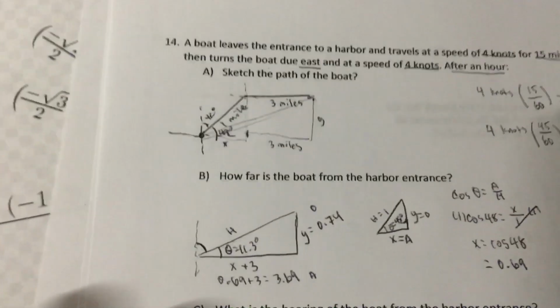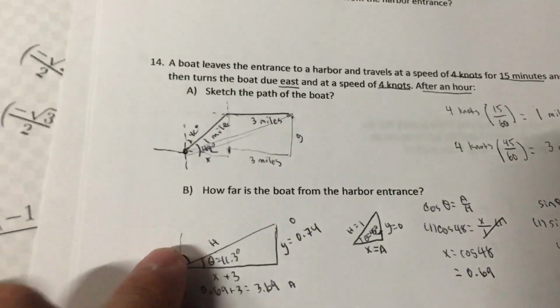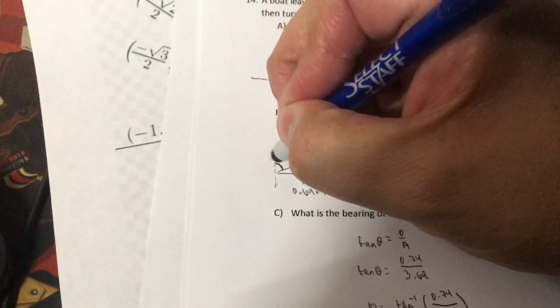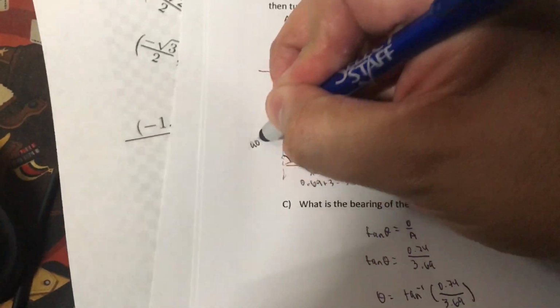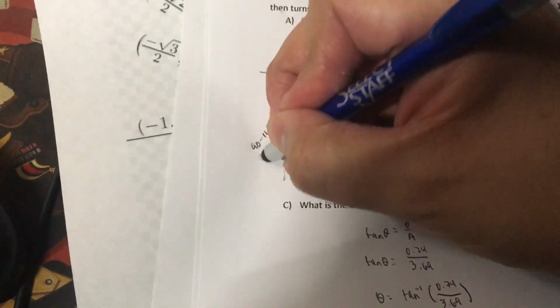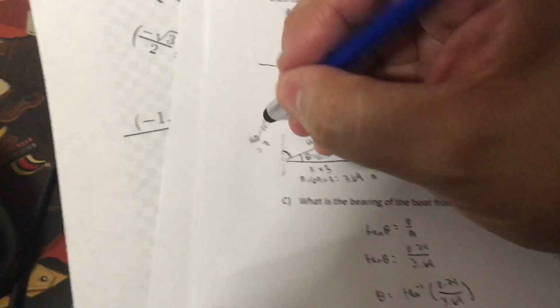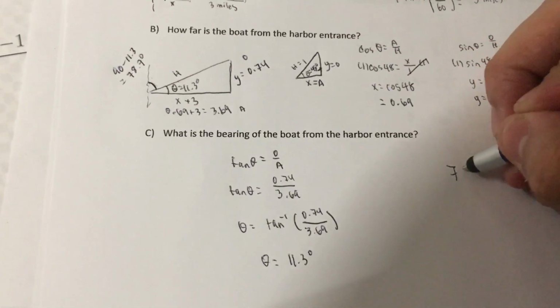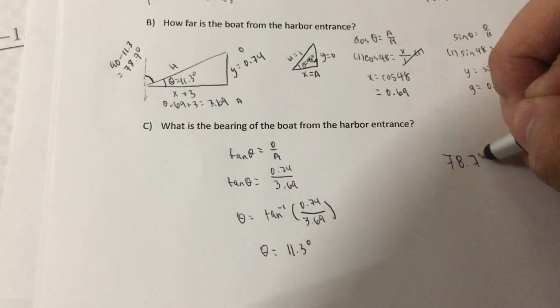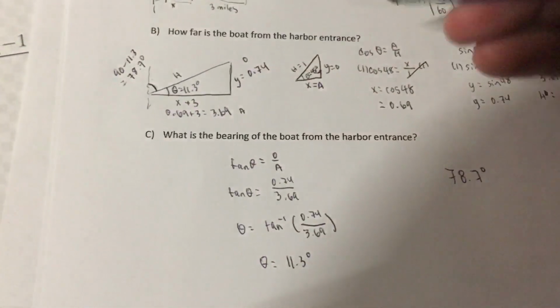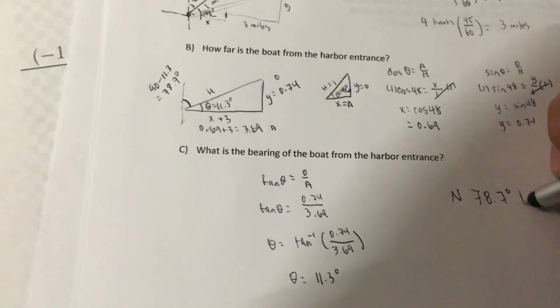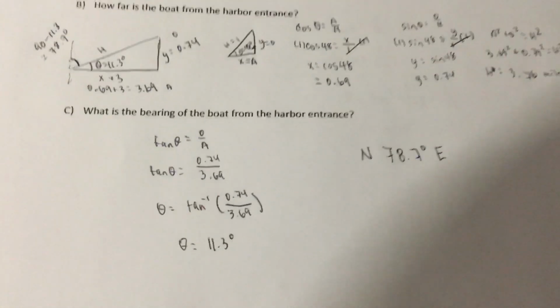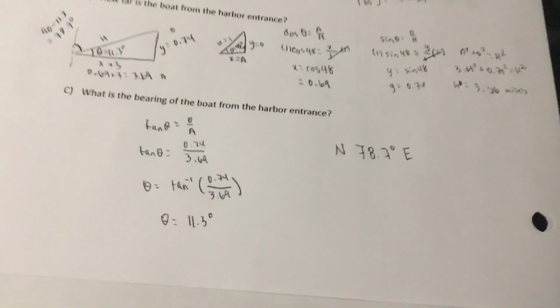But that's not what I'm looking for. I'm looking for this right here. So remember, this is just 90 over here. This distance is 90 minus 11.3, which is 78.7. So if I want to do the bearing, guys, I already know that it's going to be 78.7. And first I had to go north, and then I went east to get to that point. So this is the end of that right there.